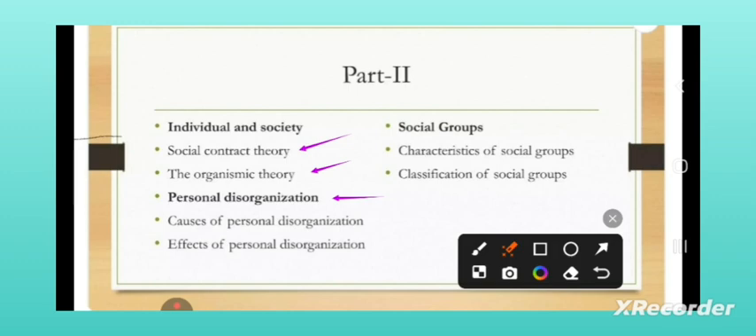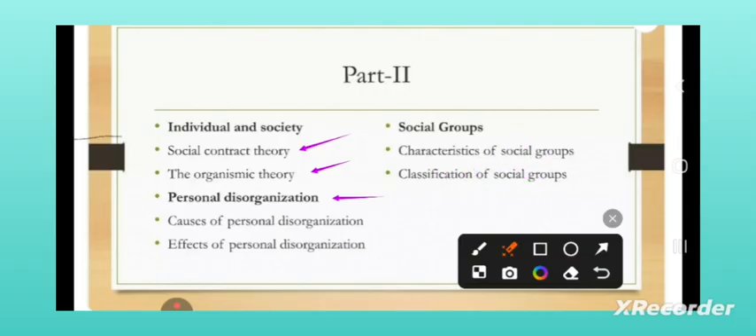Effects of personal disorganization. This will detail the consequences such as crime, suicide, homelessness, and various forms of personal pathology or distress. Social groups.